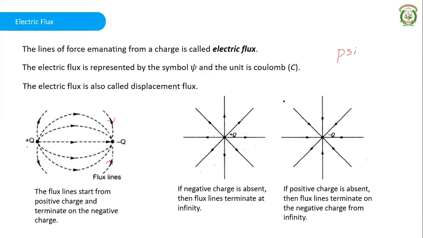So when you consider, what we are interested in is not just electric flux, but there is one more term, electric flux density. When the lines of force are moving out of a particular surface, if you take lines of force per unit area, that is called the electric flux density. The electric flux per unit area is called the electric flux density.